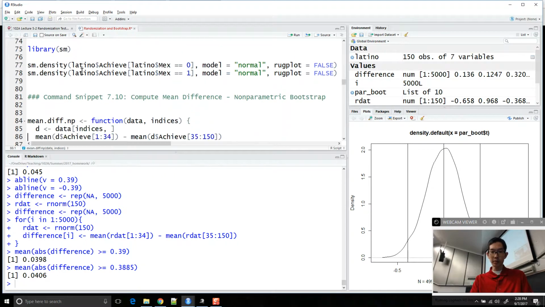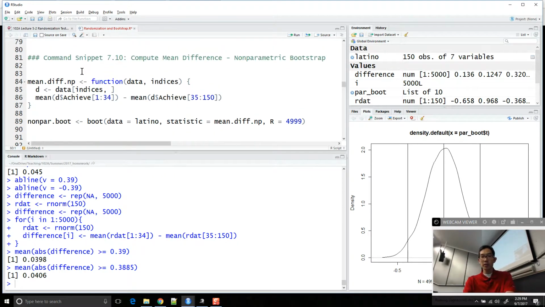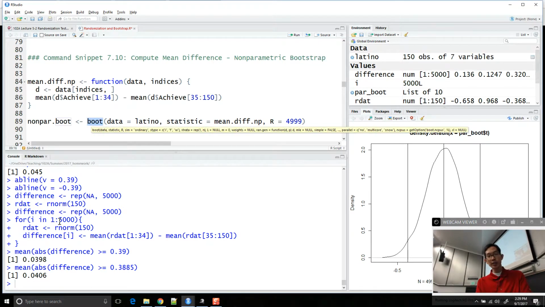We'll skip that, plot 7.9. Okay, now we want to do non-parametric bootstrap. The boot library is actually probably more designed for non-parametric bootstrap. So with non-parametric bootstrap, the idea here is we are not using the normal distribution to generate random values anymore.